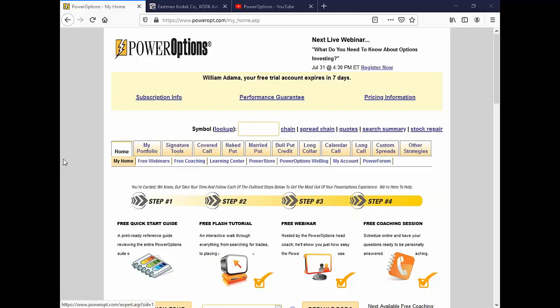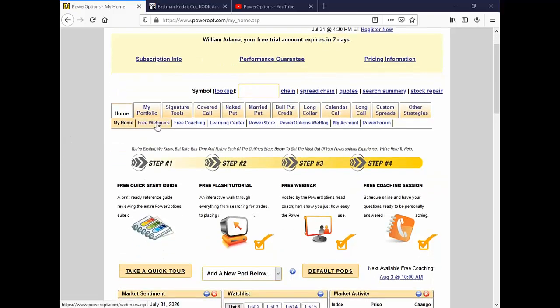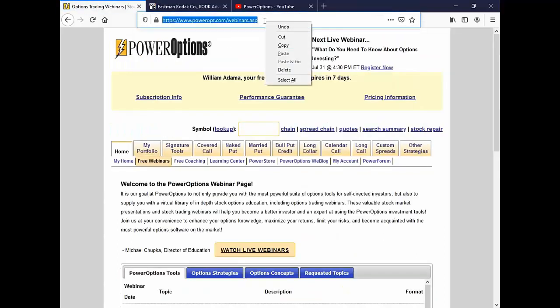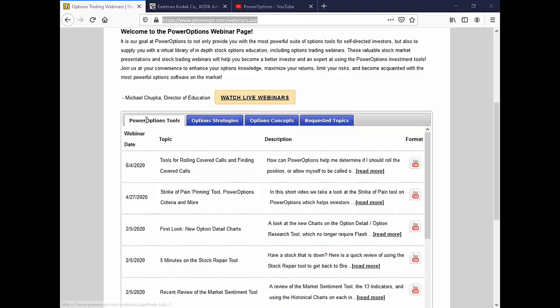Okay, so many of the webinars are archived right here on Power Options. Underneath the main home tab, go to free webinars. This is actually a public page, poweropt.com/webinars.asp. There we go. So you can access that without even being logged in. So you see here, there's a variety of sections.